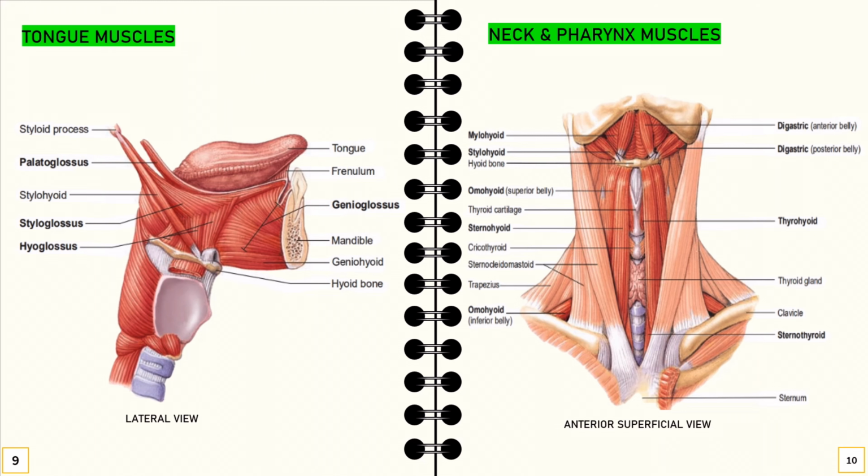Next, page 10 shows the muscles of the neck and pharynx. The muscles of the pharynx initiate the swallowing process, while the muscles of the neck control the position of the larynx, where the larynx is the voice box, an organ involved in breathing, producing sounds, and also protecting the trachea.